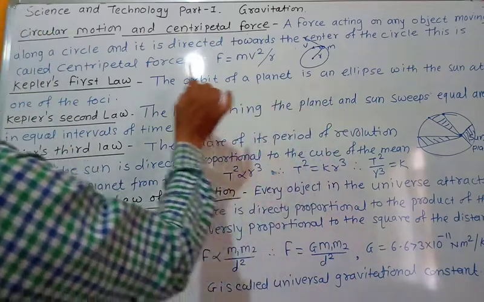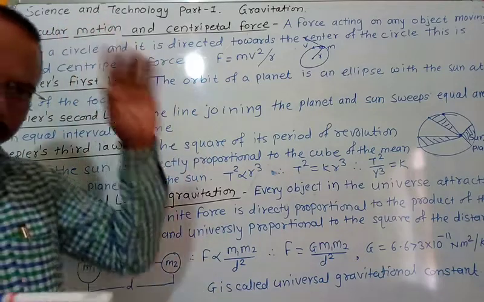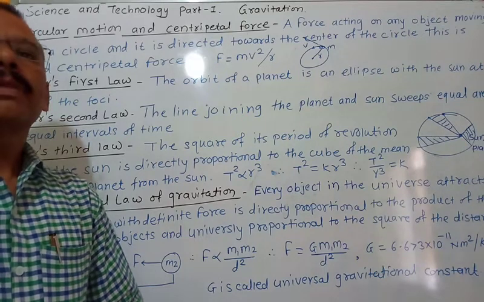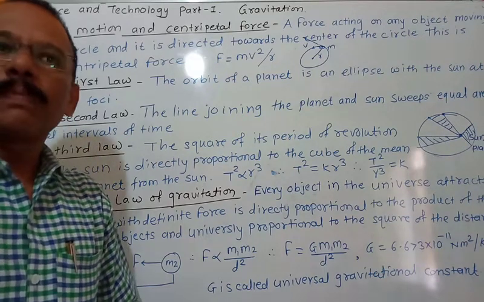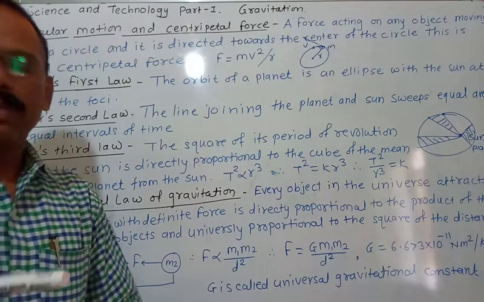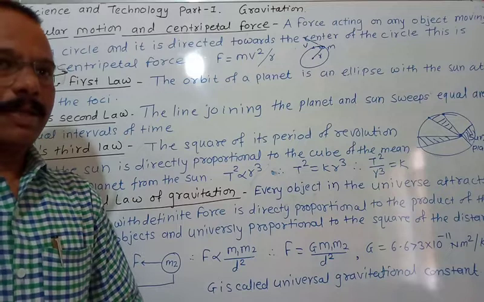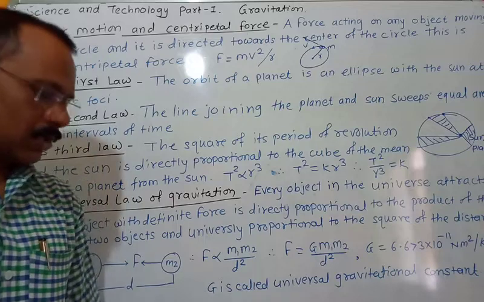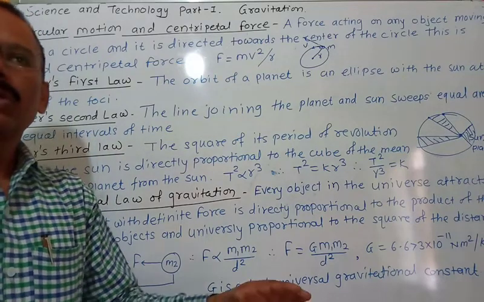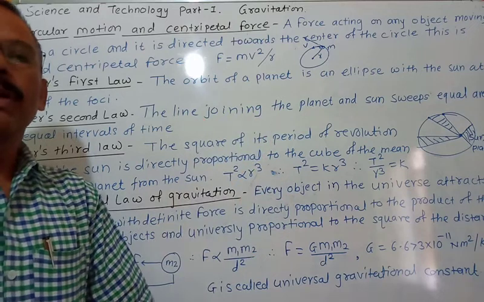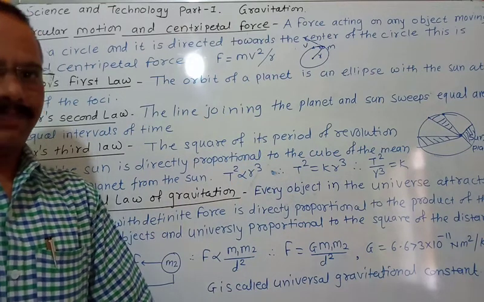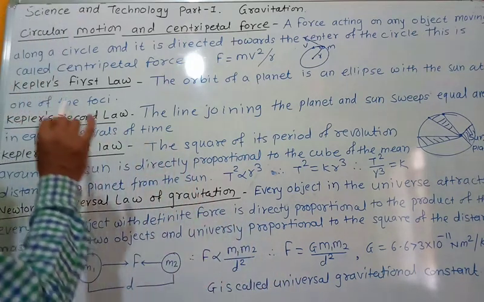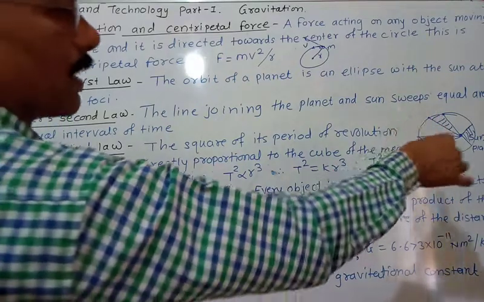From ancient times, astrologers were studying the motion and position of the planets in the universe by naked eyes only. But after the 16th century, after Galileo, a lot of information about the planets' motion and position became available, and by studying that information, Johann Kepler wrote three laws about the motion and position of the planets.